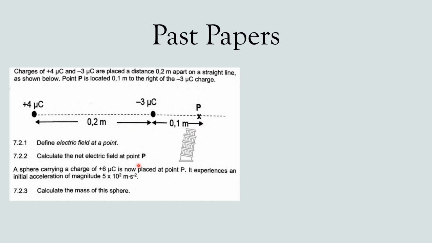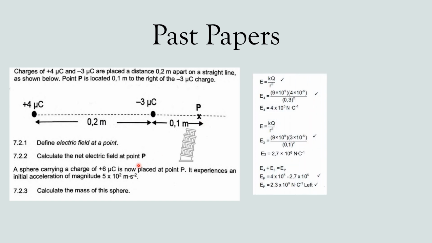You need to do each one individually. So you'll say this is your formula, this is for the first one, and this is for the second one. This is for the +4 and this is for the -3. You substitute everything into the equation and then you add these, and this will give you your net electric field, which is here. Don't forget to add direction.